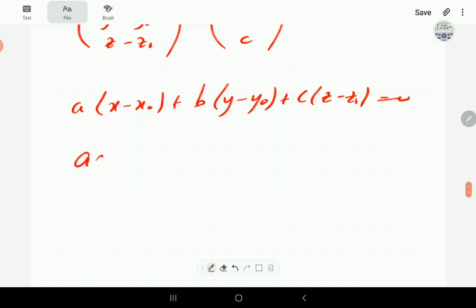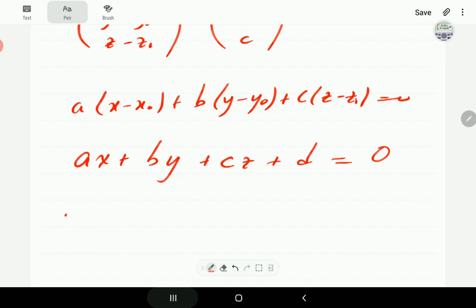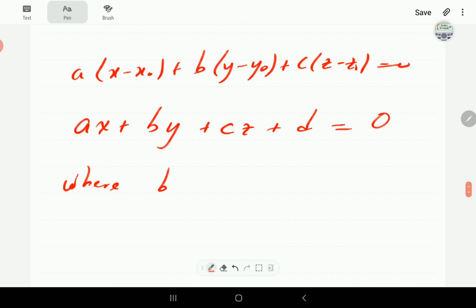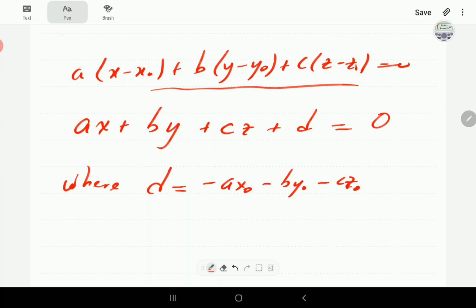Then we can write this as ax plus by plus cz plus d, where d, not b, where d is going to be negative ax naught minus by naught minus cz naught. You can see that from expanding these brackets here.